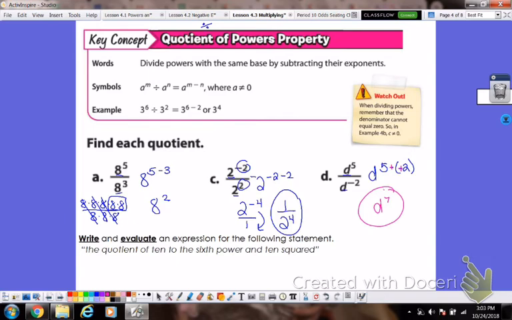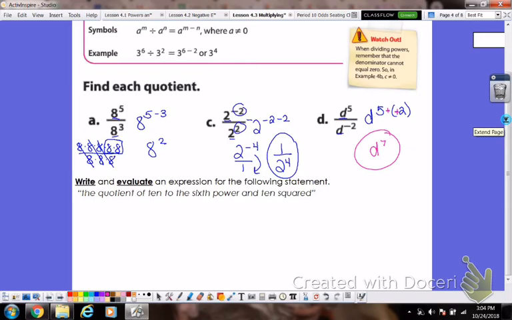I have a little word problem for you here. Write and evaluate an expression for the following statement. The quotient of 10 to the 6th power and 10 squared. Okay, so let's see what we know about this. So 10 to the 6th power would look like that. 10 squared would be 10 to the second, and then quotient, we just said means to divide. So we want to rewrite this as the quotient of 10 to the 6th, so we start with 10 to the 6th over, because we're dividing, 10 to the 2nd. So there's your writing part.